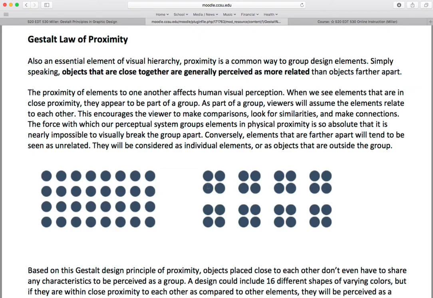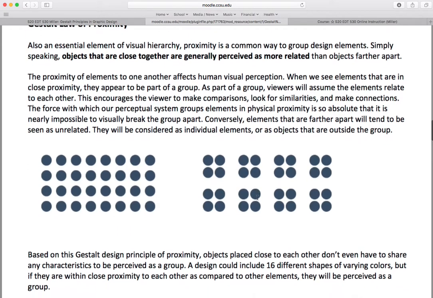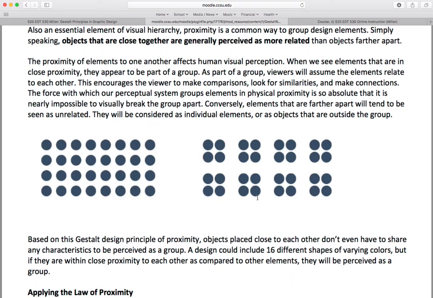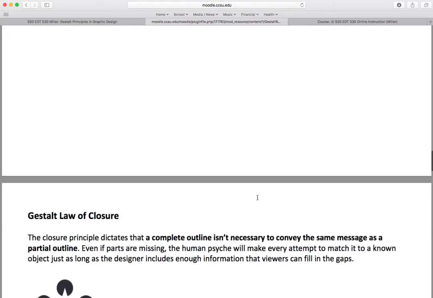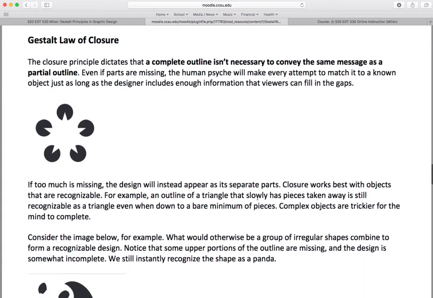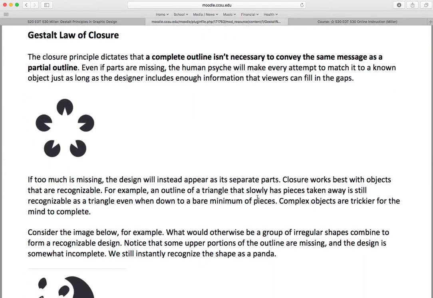So by bringing things closer together, closer to each other on the page, that is a way to also simplify the information. And then it talks about how to apply that law. Closure. This is an interesting one because it is a way to reduce the amount of information on a page and still have your viewer get the information they need.